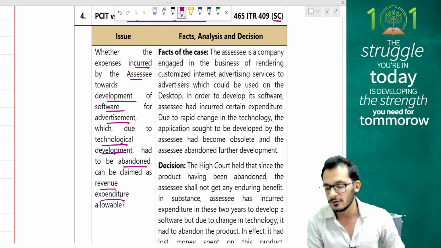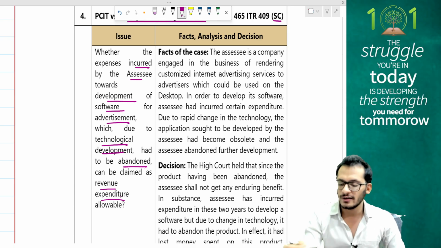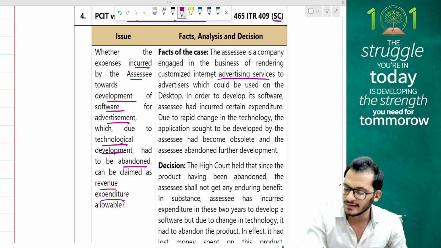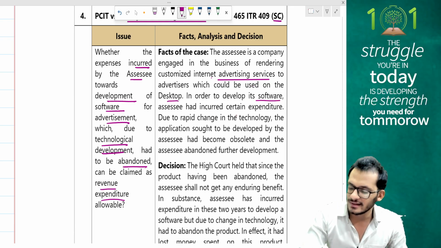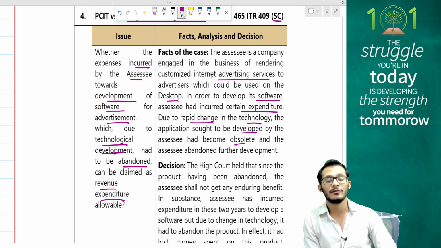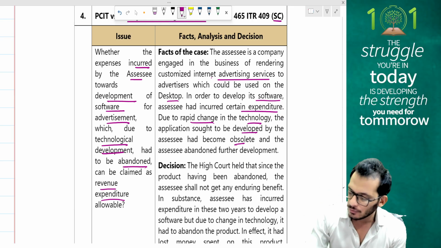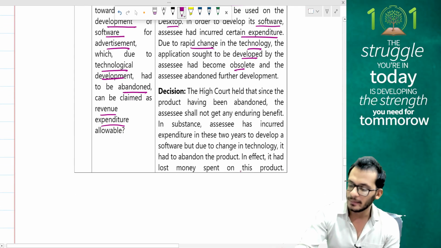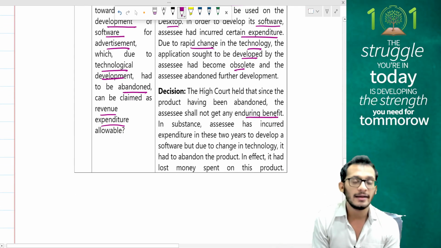The facts of the case are as follows. The assessee company is engaged in the business of rendering customized internet advertising services to the advertiser, which could be used on desktop. In order to develop its software, the assessee has incurred certain expenditure. Due to rapid changes in the technology, the application sought to be developed had become obsolete and therefore was abandoned for further development. The High Court has held in this case that the product has been abandoned. The assessee will not be getting any enduring benefits.